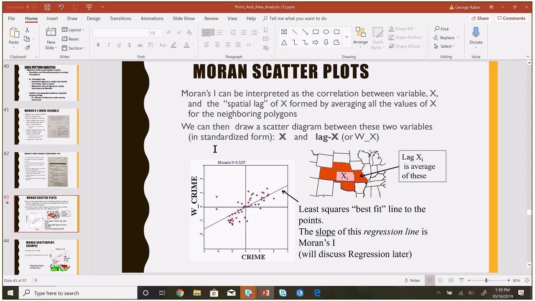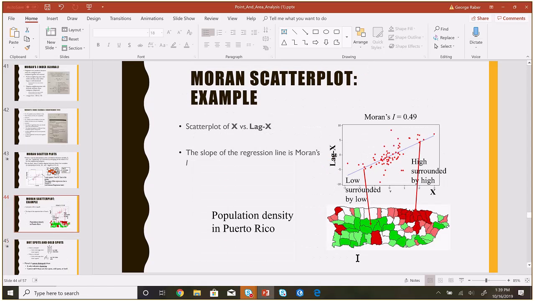Okay. So the slope is the line of best fit. We'll talk about this a little bit more next week. We'll talk about regression more.